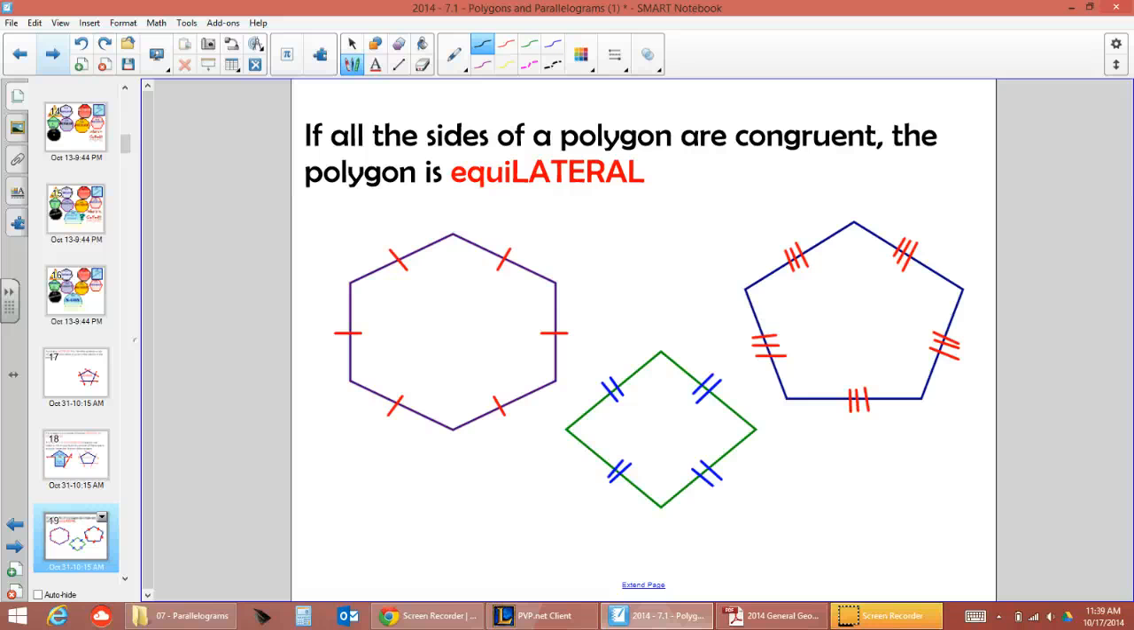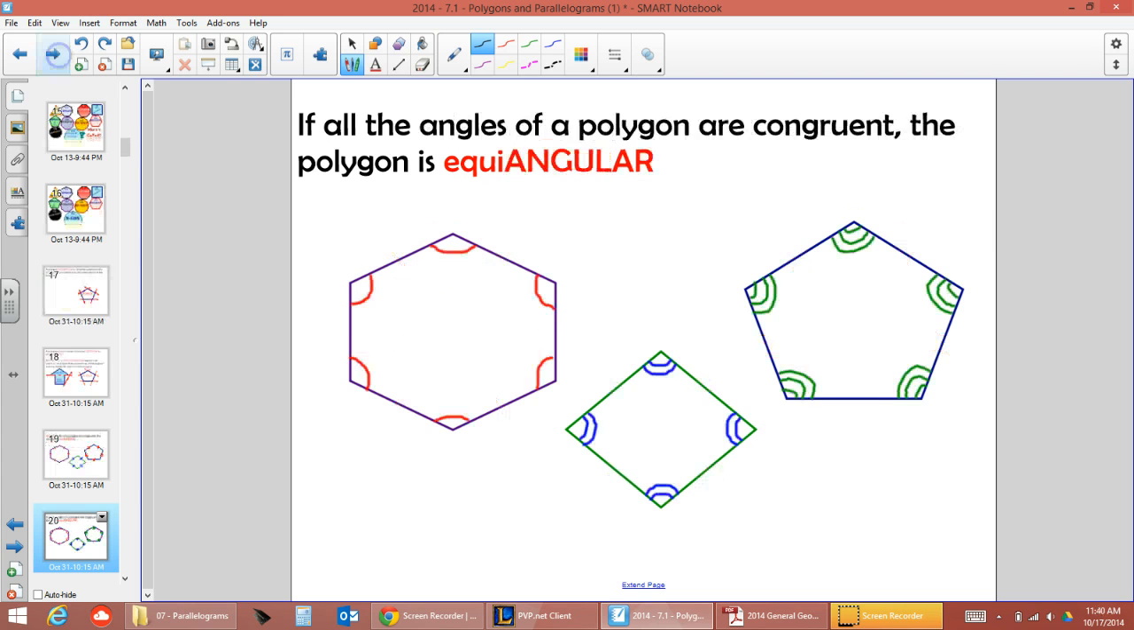Alright, so if all sides of a polygon are congruent, then the polygon is equilateral. Notice how we call an equilateral triangle? Well, we can have equilateral quadrilaterals. Those are squares and rhombi. You can have an equilateral pentagon, an equilateral hexagon. All it means is that it's the same sided. Okay, equiangular, same idea. We can have an equiangular quadrilateral. That's your rectangles and your squares. But you can also have equiangular hexagons, polygons, nonagons, 13-agons, whatever.